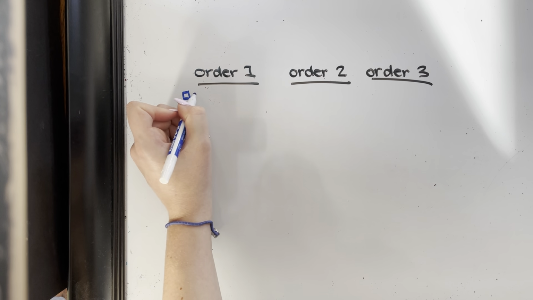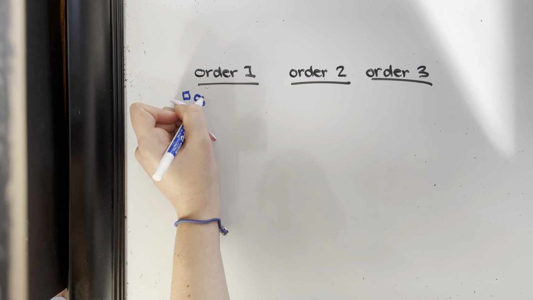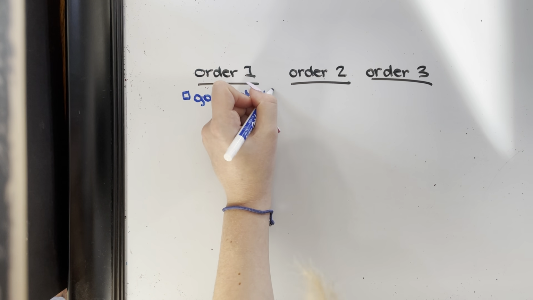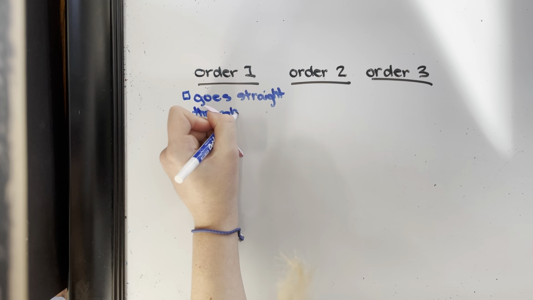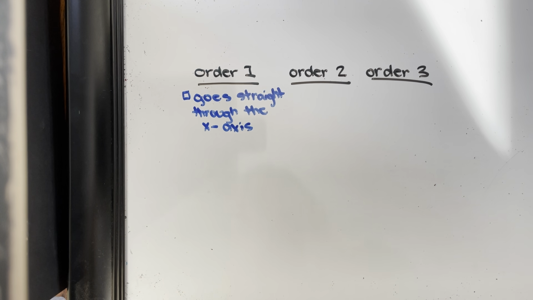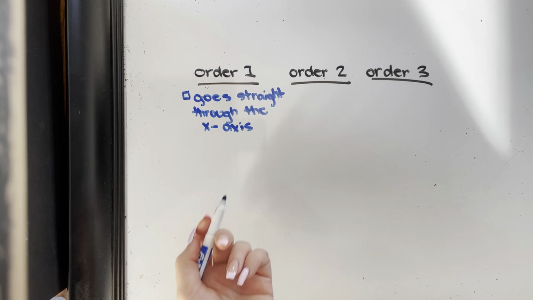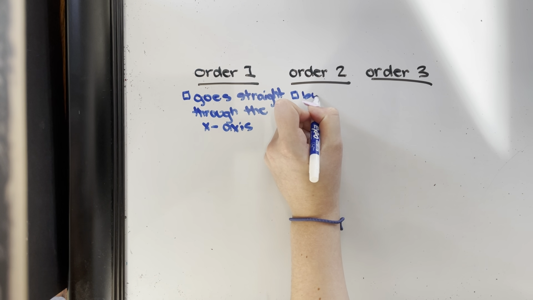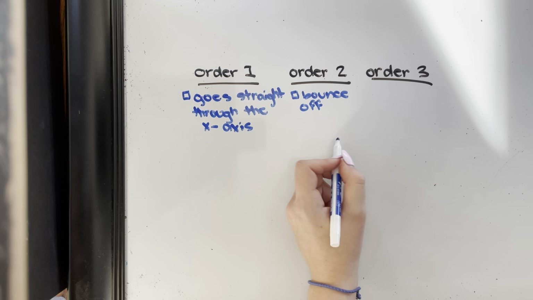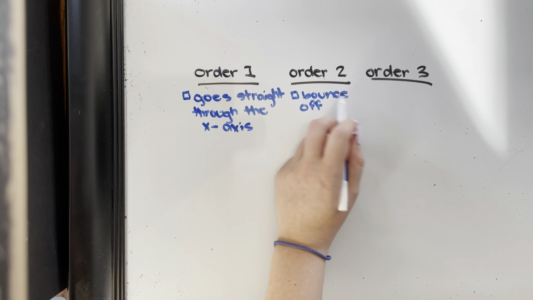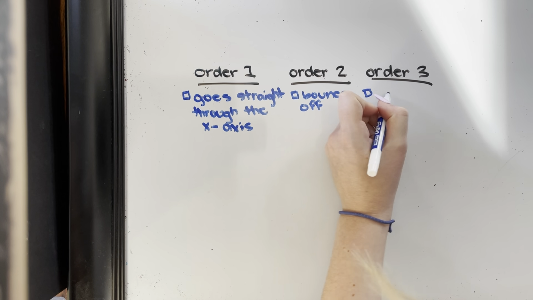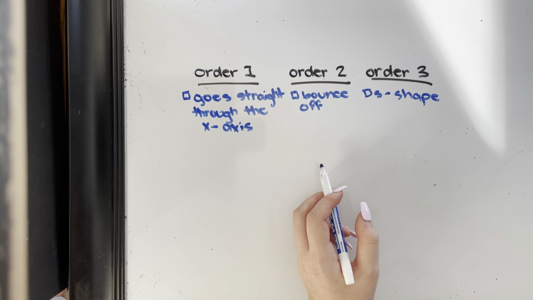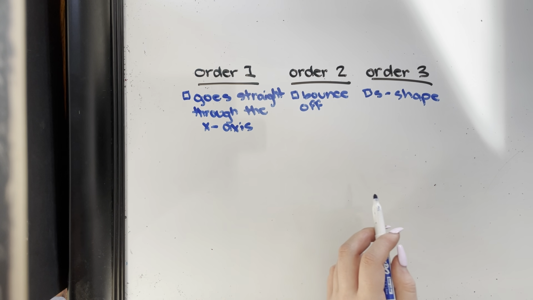If it has an order of 1, when you graph the function, it's going to go straight through the x-axis, and an order 1 has an exponent of 1. For an order 2, it is going to bounce off the x-axis, and this one would have an exponent of 2. And for an order of 3, it's going to create an S shape going through the x-axis. I'll show you what each one of these would look like in a graph.